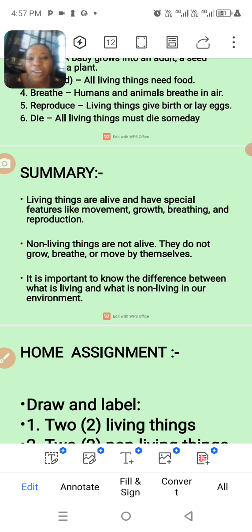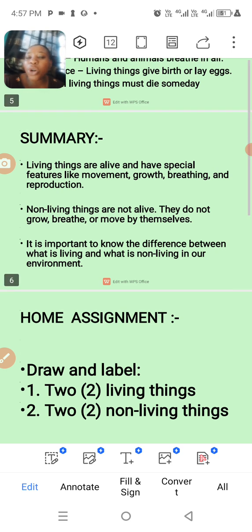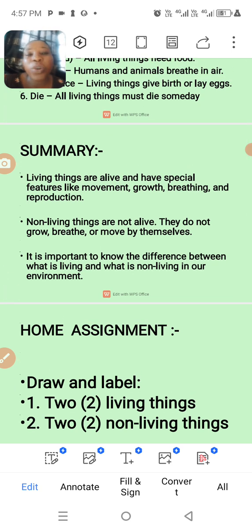Now, summary. Living things are alive and have special features like movement, growth, breathing, and reproduction. Non-living things are not alive. They do not grow. They don't breathe. They don't move by themselves. You will have to carry them for them to move. You have to push them, you have to apply force to them for them to move. That's for non-living things. But living things move by themselves.